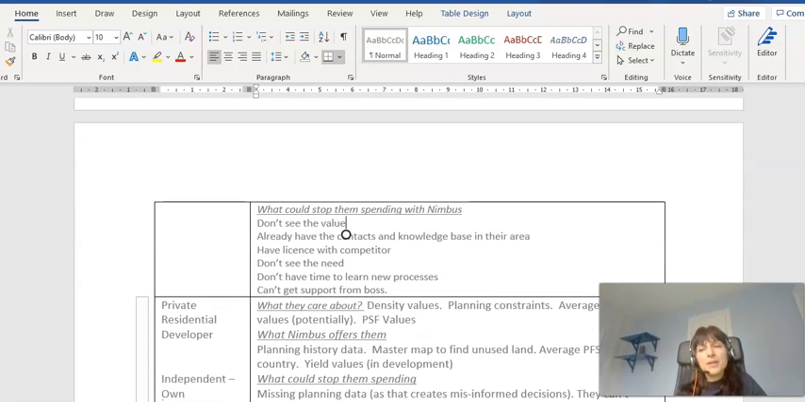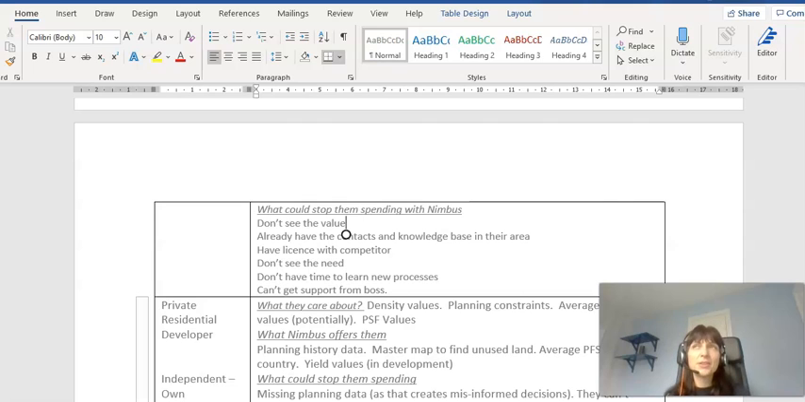They may feel Nimbus doesn't offer them what they want. They don't see the value. They've already got the information they need. They have contacts. They might have contacts with local councillors and planning committees, so they already know. And if they're very local based, they probably feel that their local knowledge is better than what's been brought together by a series of correlated databases. They may use a competitor, because there are competitors to Nimbus's products and services that are more established and better known.